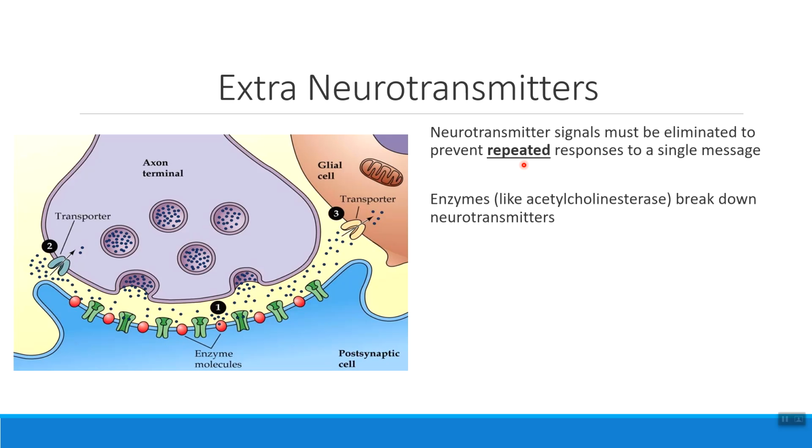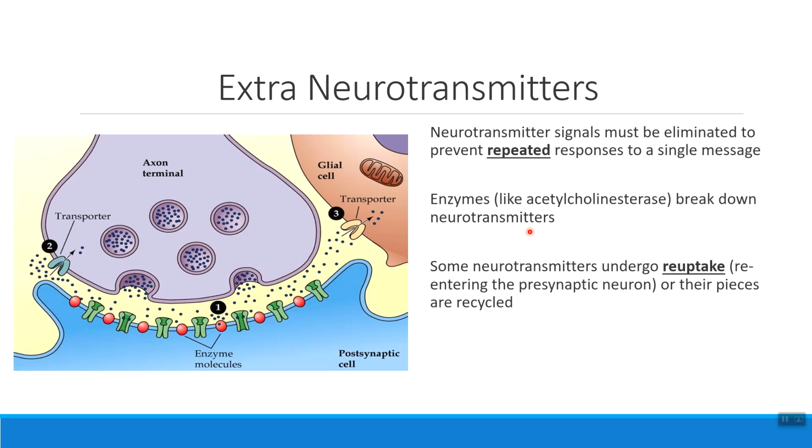The first way that I can deal with neurotransmitters when I'm done with them is using an enzyme to break them down. There's an enzyme called acetylcholinesterase that breaks down the neurotransmitter acetylcholine. The way that this works is it chops it into two small pieces that would no longer activate the receptor for the neurotransmitter. This leads the message to no longer be heard.